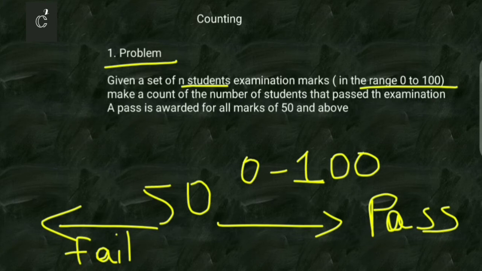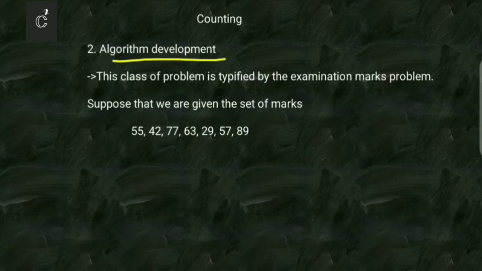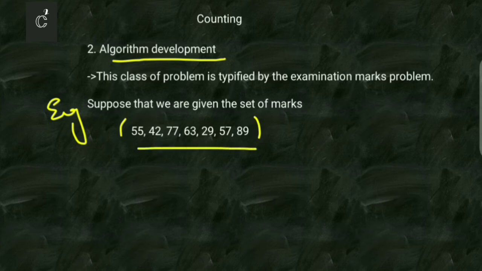Step 2 is the algorithm development. Algorithm development can be explained with the support of an example. So we are taking a set of marks. Here we will be grading the students who have got above 50. Here n stands for the number of marks which we are going to grade. So the total n value is 7, that is, the total list size of the set is 7.